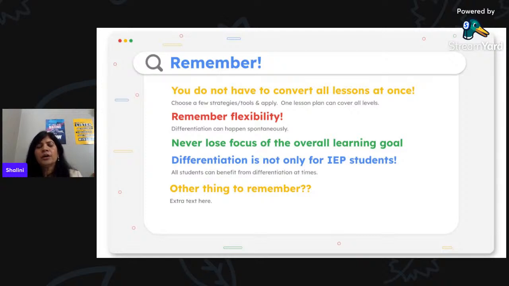We have to always remember the learning goal, because all children at the end of the day have to achieve those learning goals. We can go a phase higher or lower, but every child should be able to show some growth, some progress with our effort and our differentiated instructions. And it is not only for the struggling students, but for all the students if we cater to their interests and needs. Next.